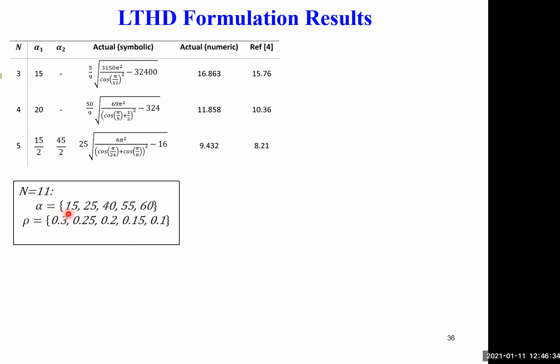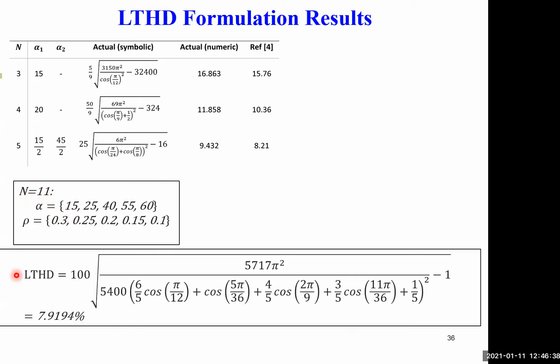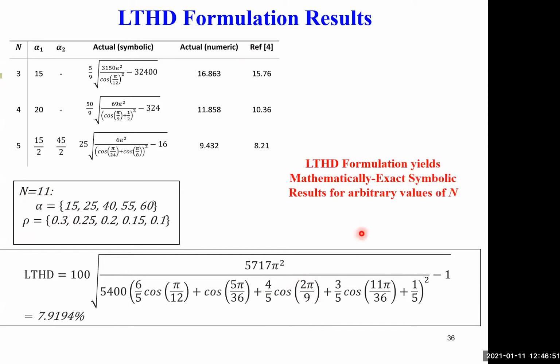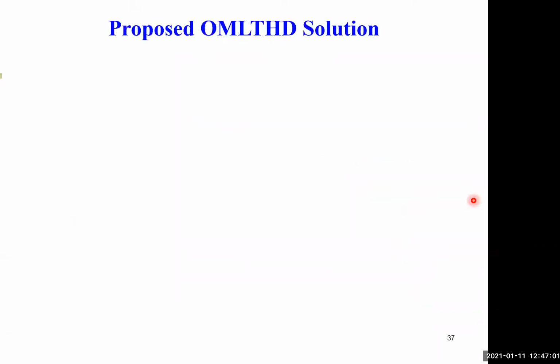Here is an example for unequal voltage steps for 11 levels. We plug it in, this is what we get. So if you want, you can leave it like that, most accurate, or you can convert it to numerical with an infinite number of digits after the dot. So the LTHD formulation that we perform yields a mathematically exact symbolic result for any arbitrary value of n, which was never before proposed.